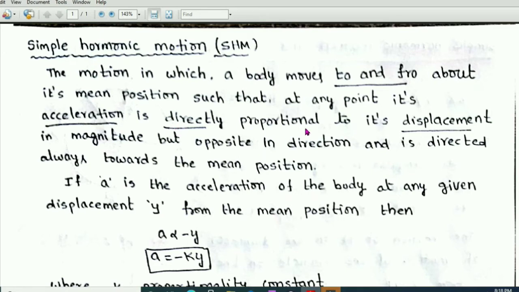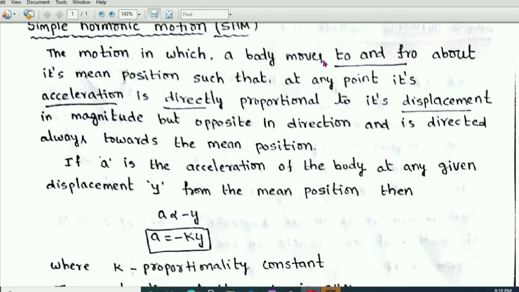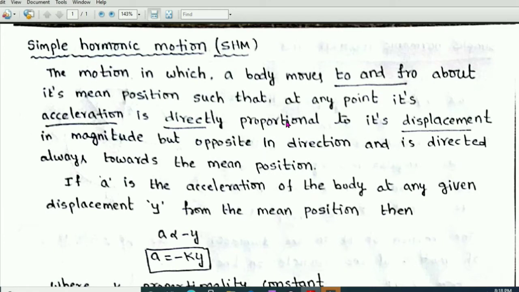So these are the characteristics and the definition of simple harmonic motion. That is, acceleration is directly proportional to the displacement in magnitude but opposite in direction, the acceleration should act towards the mean position, and it should be to and fro motion. So that is the definition of simple harmonic motion.